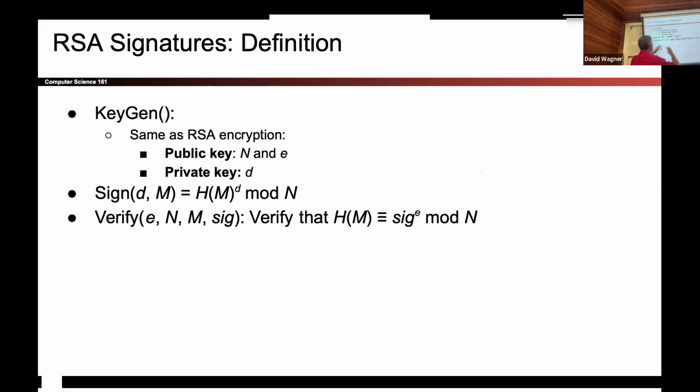Key generation is the same as RSA encryption. We end up with a public key N and E, and there's a corresponding private key D. To sign a message M, we hash it, and then we raise the hash to the dth power modulo N. And the signature is that number. It's a number between 0 and N minus 1 that you get.